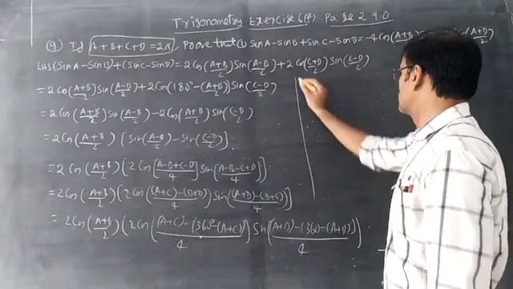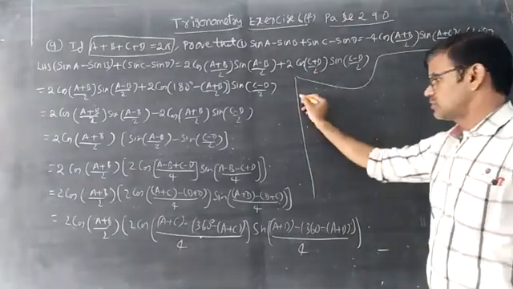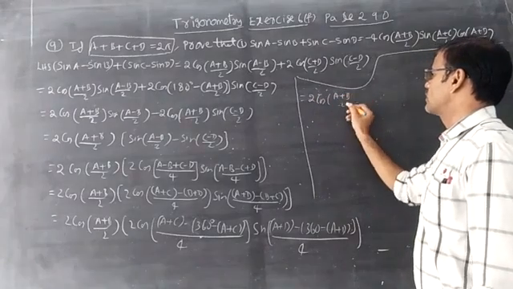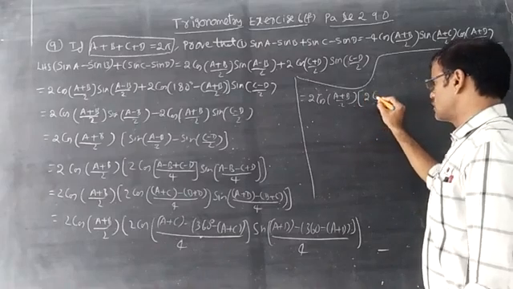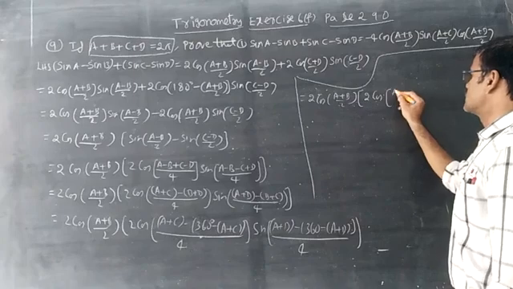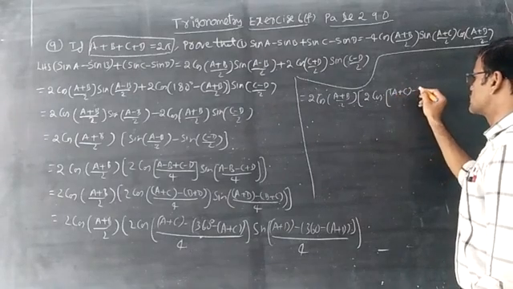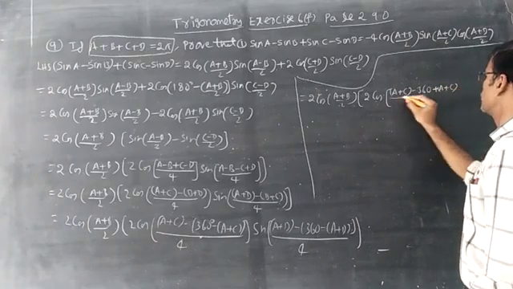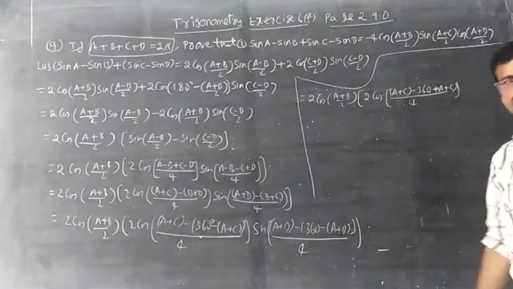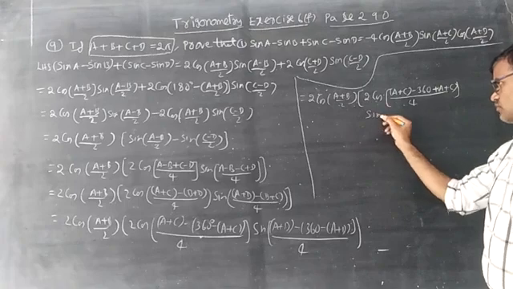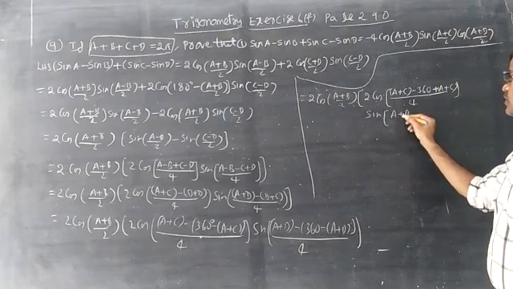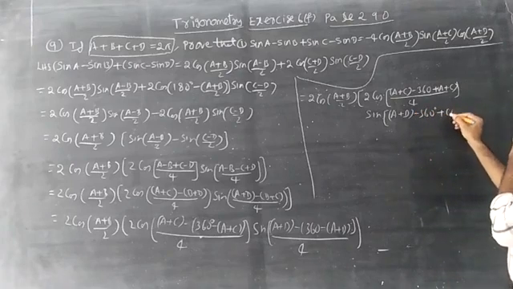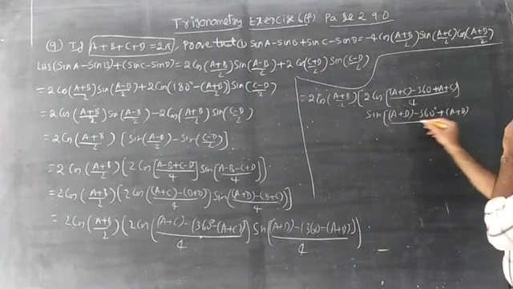That is equal to 2 cos of a plus b by 2 into 2 cos of, this can be understood as a plus c minus 360, a plus c minus 360, minus of minus becomes a plus c, whole by 4, into sine of, here I am writing into sine of, the same concept you can apply, a plus d minus 360, minus of minus becomes plus a plus d whole by 4.